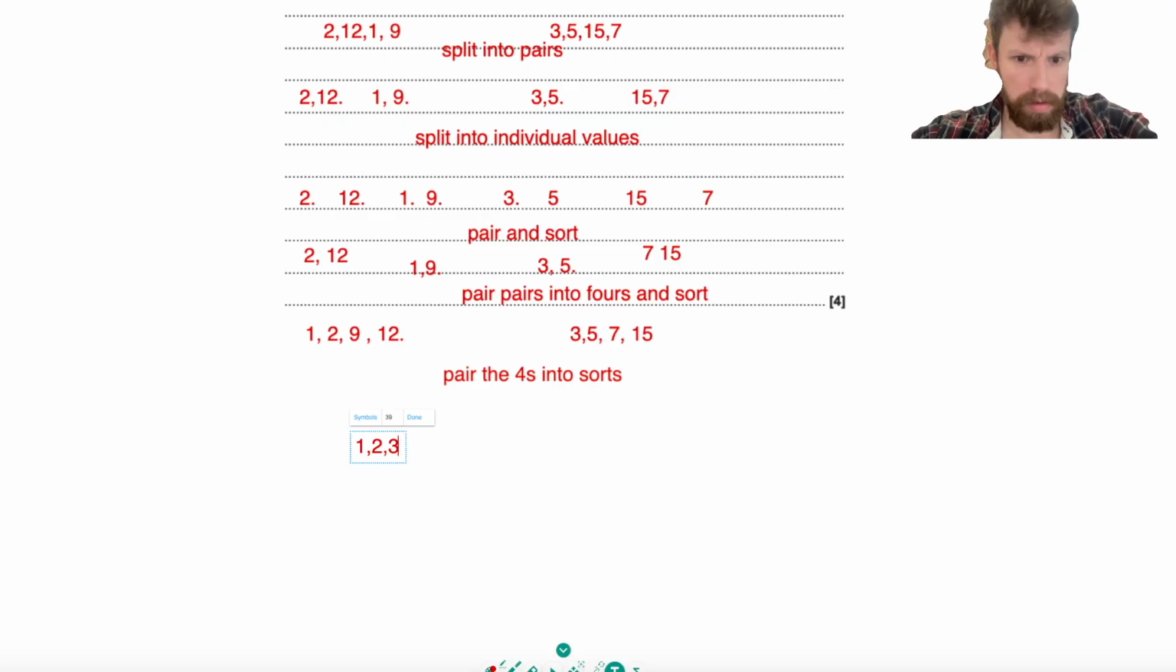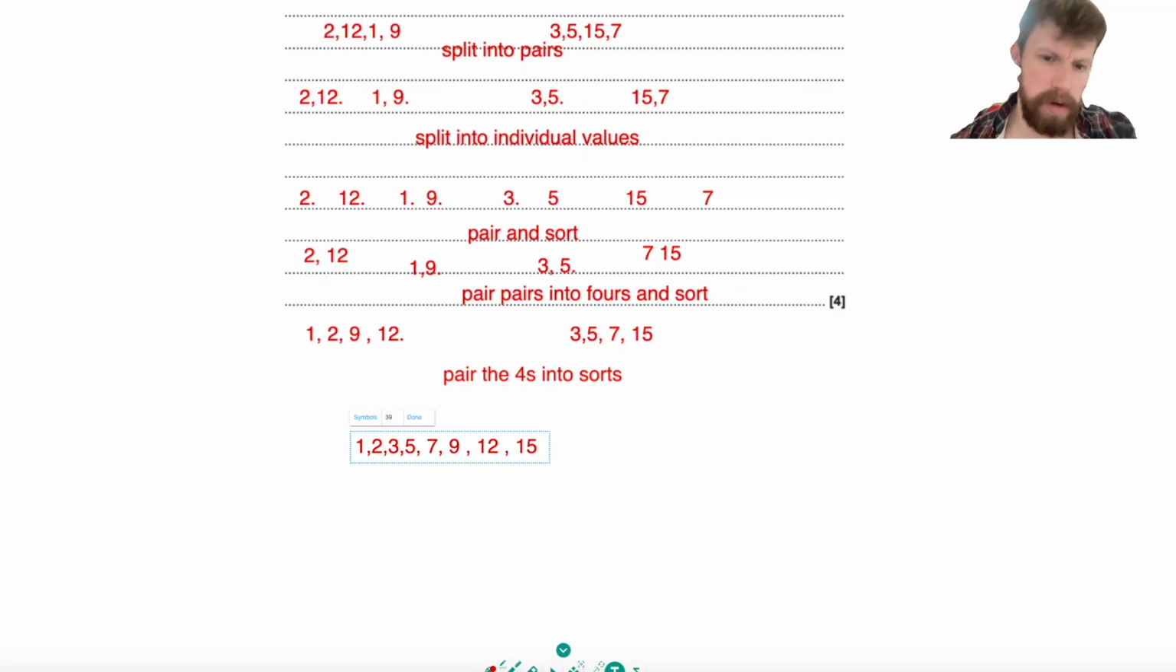So 1, 2, 3, 5, 7, 9, 12, 15. So it's just one of those ones where you need to be extra careful, make sure that you've got 8 numbers at the end. Yeah, that's all good. And just making sure that you're going through all of those different stages with that.